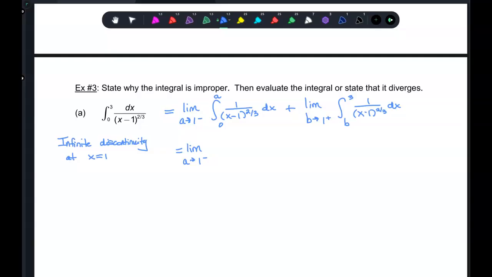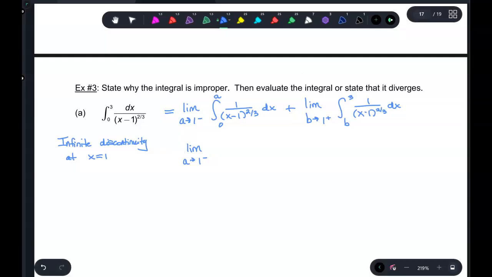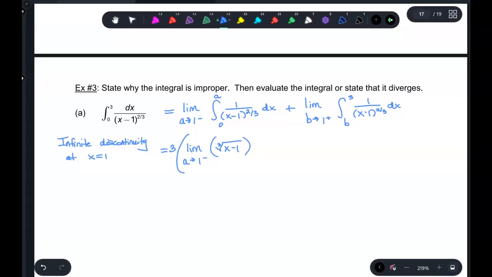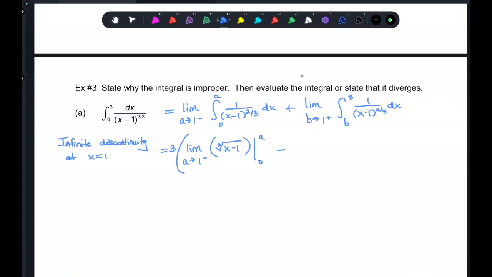So let's see, that'll be x minus 1 to the negative 2/3. So that'll be x minus 1 to the 1/3 over 1/3, or it's going to be 3. And honestly, both of them are going to be 3. So if you want, you could put the 3 in front and just make this the cube root of x minus 1 from 0 to A. And then this will end up giving us the exact same thing. So cube root of x minus 1 evaluated from B to 3.